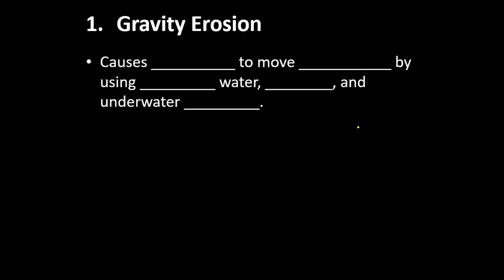So the first type of erosion is gravity erosion. What's this going to do? Gravity is going to cause those sediments to move downward. They're going to start somewhere up high, like on the top of a mountain. You're going to have rain, you're going to have snow. The snow is going to melt, and it's going to cause it to move down in essentially three ways. The first way is running water. Rivers, streams, that water is going to run over the surface.